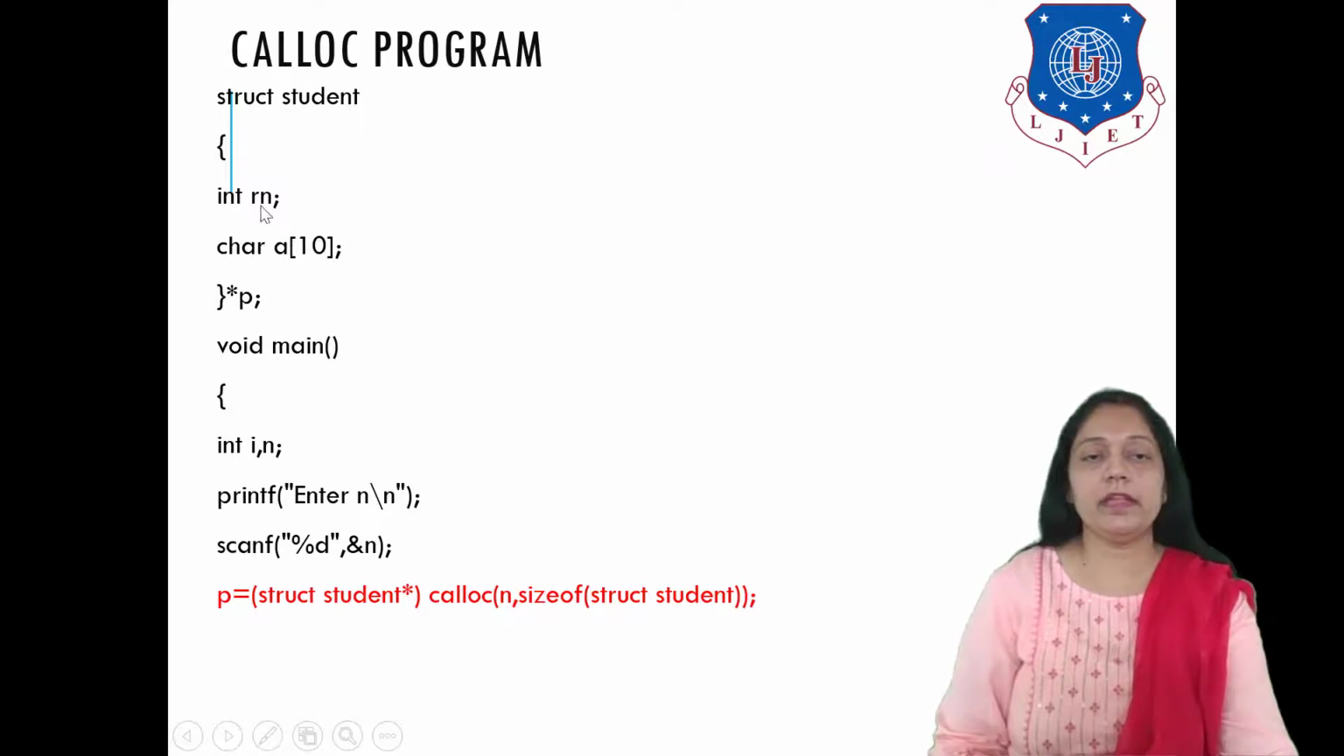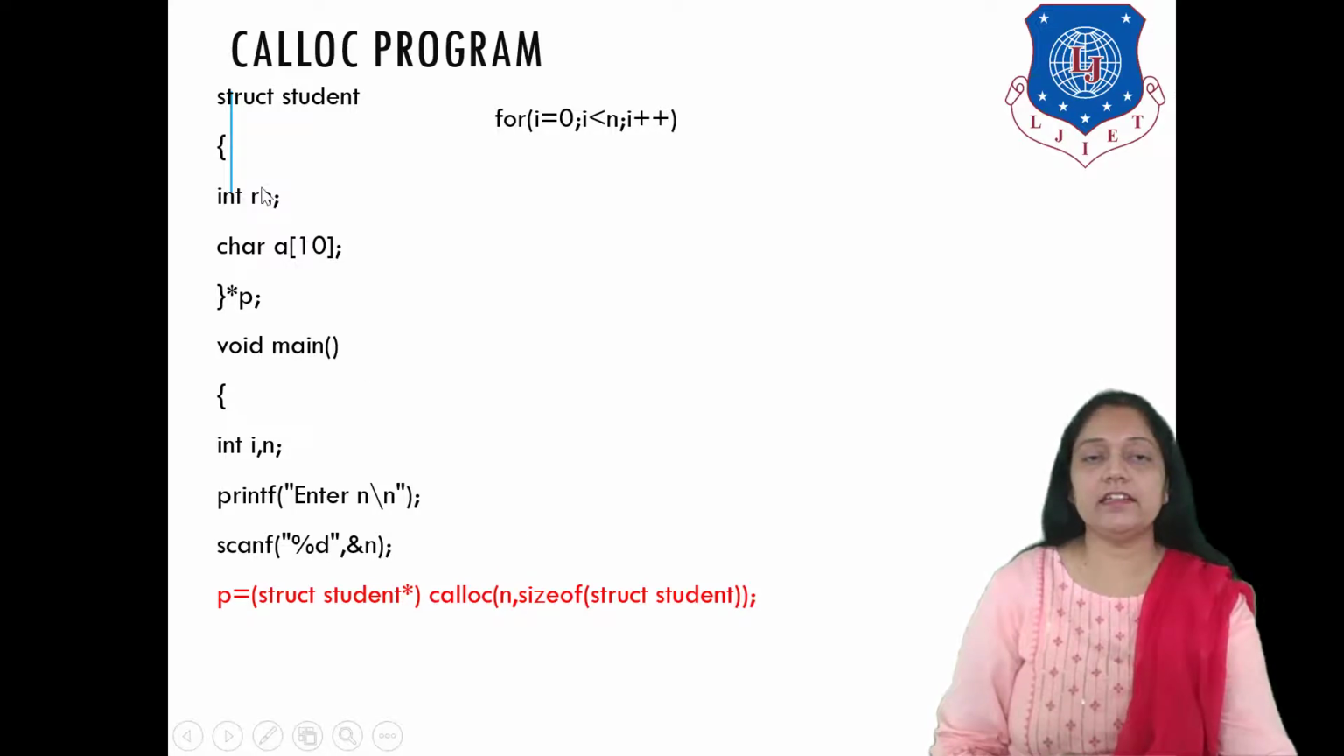So each block would be 2 bytes for roll number and 10 bytes for this array. That is 10 plus 2, that is 12 bytes. So the size of structure student would be 12 bytes, and how many blocks would be reserved is n number of blocks. So n blocks and each block of 12 bytes, converted into the structure student pointer, and the starting address has been stored in P.